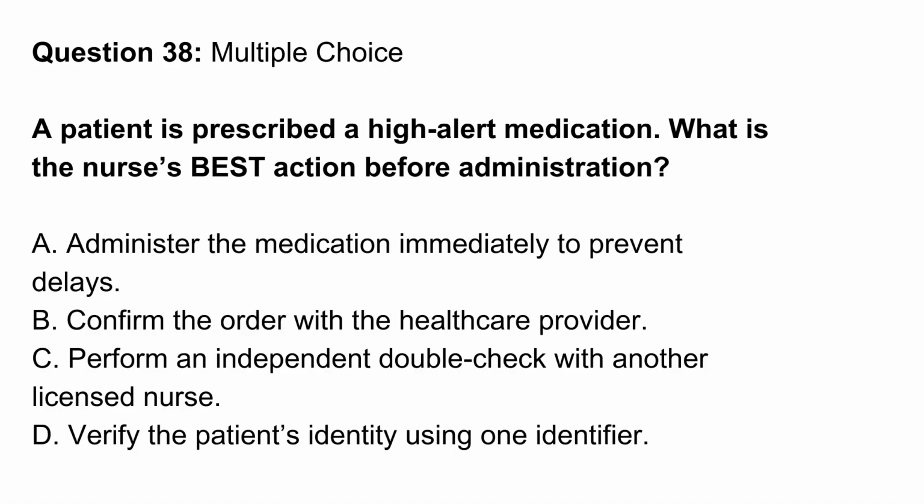Question 38. Multiple choice. A patient is prescribed a high alert medication. What is the nurse's best action before administration? A. Administer the medication immediately to prevent delays. B. Confirm the order with the healthcare provider. C. Perform an independent double check with another licensed nurse. D. Verify the patient's identity using one identifier.